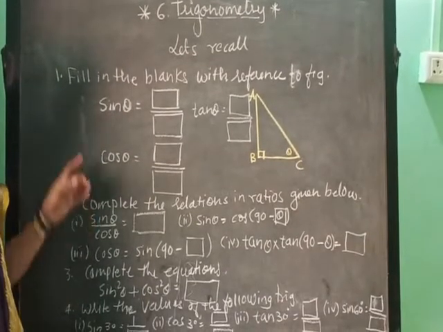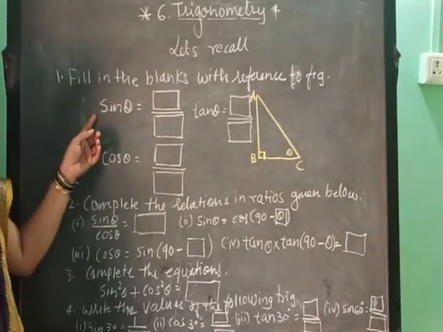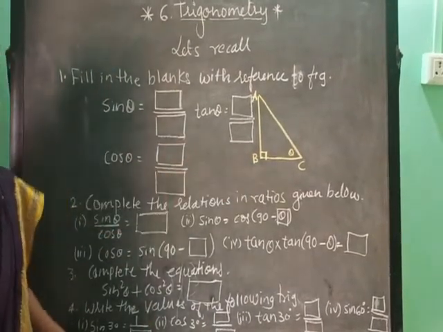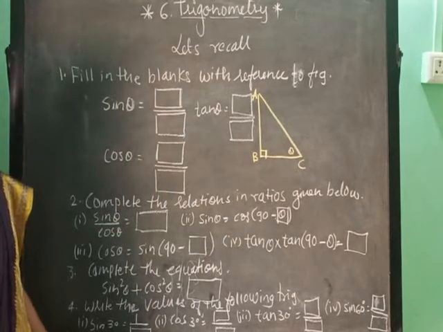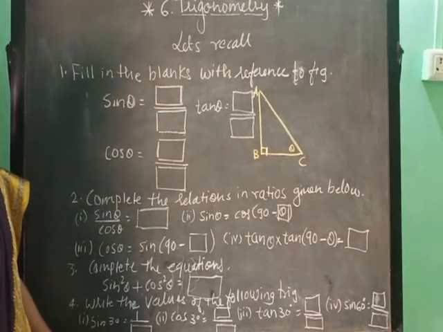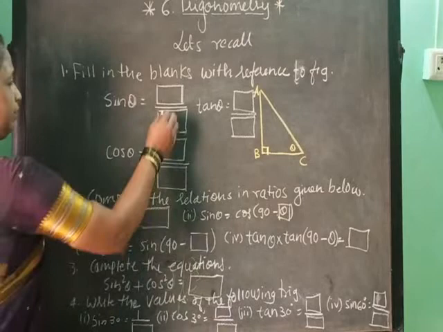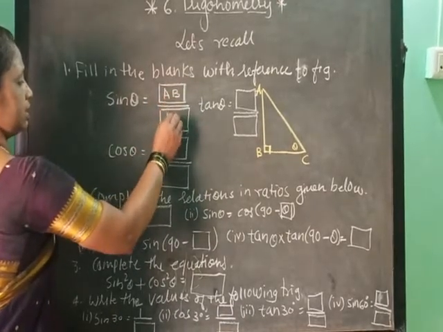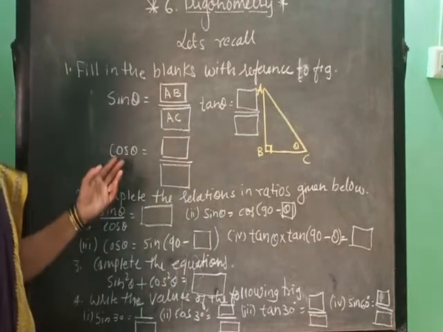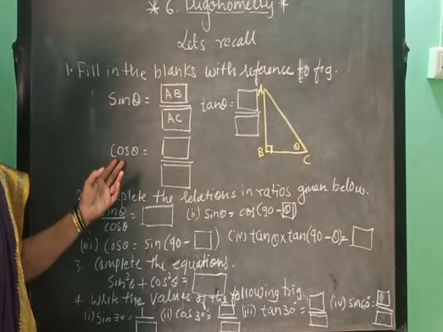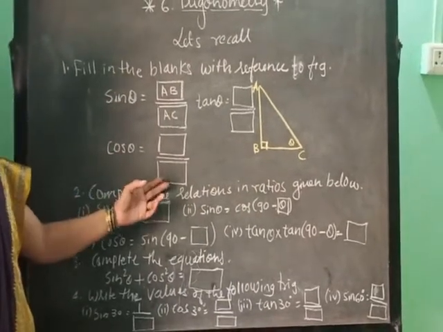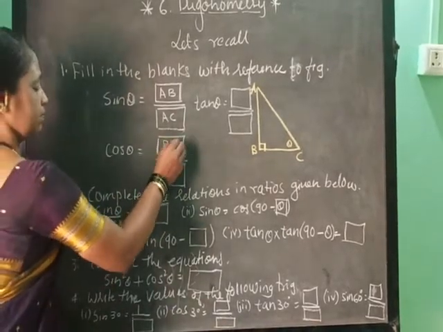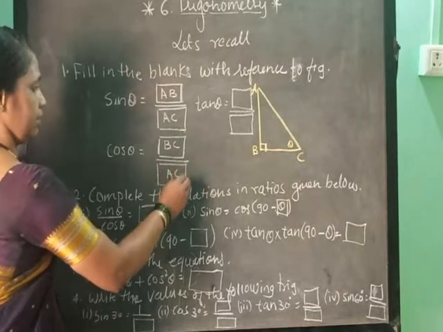Let's recall. Now fill in the blanks with reference to the figure. Now here sin theta. Sin theta is what? Opposite side upon hypotenuse. Okay, so opposite side of theta is what? AB. AB upon AC. Okay, and cos theta is what? Adjacent upon hypotenuse. So what is the adjacent of theta? It is BC upon AC.